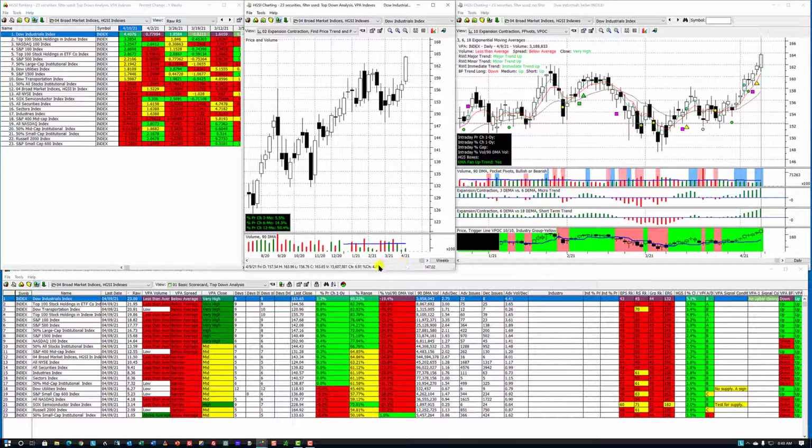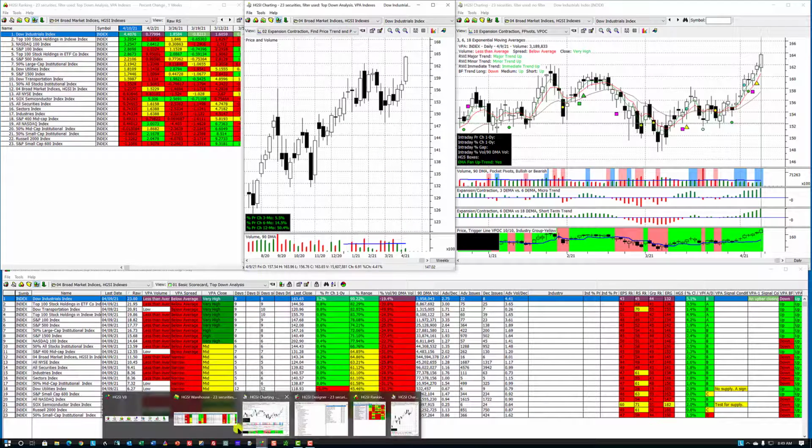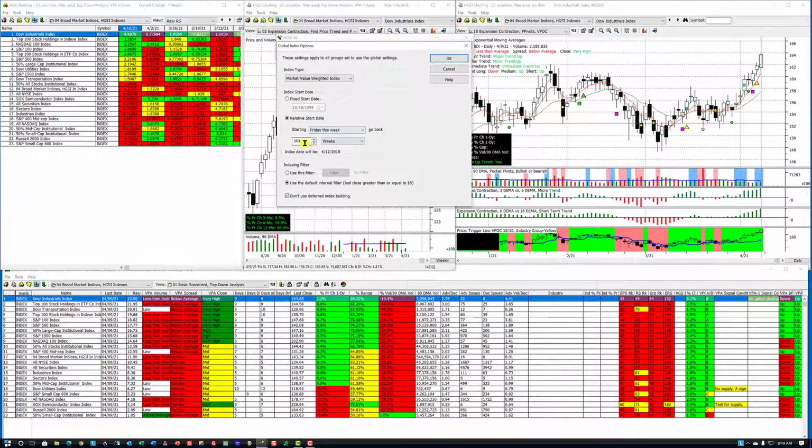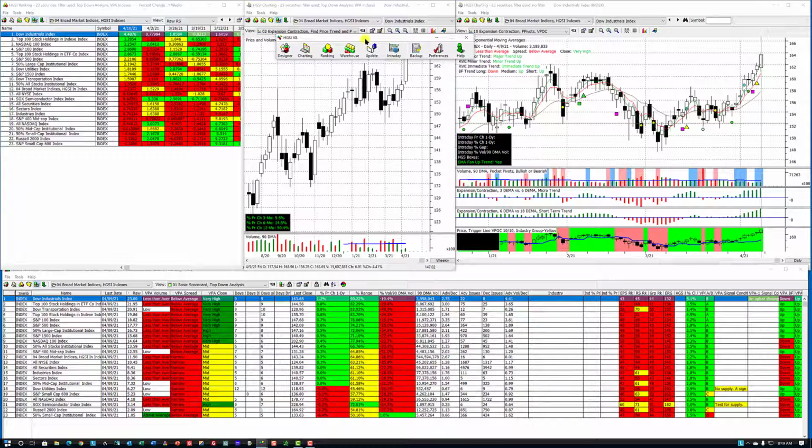If I bring the Dow up, here is the number right here, and it's broken out to a new high. Now this is a market weighted index. That's the way I select, or let me just go up here to preferences, global index options. I use 104 weeks market value weighted index to put more emphasis on the larger market cap stocks. 104 weeks is 2 years, and I'll just cancel that. So that's what I use, and this is how I get the numbers.